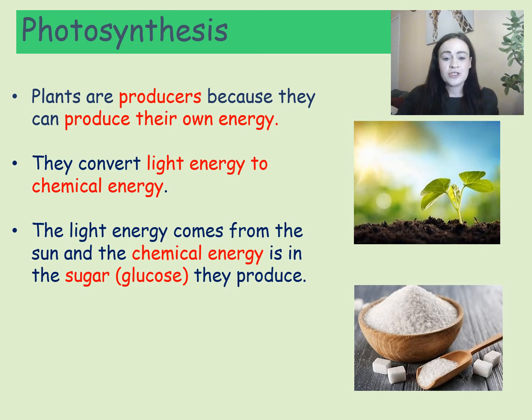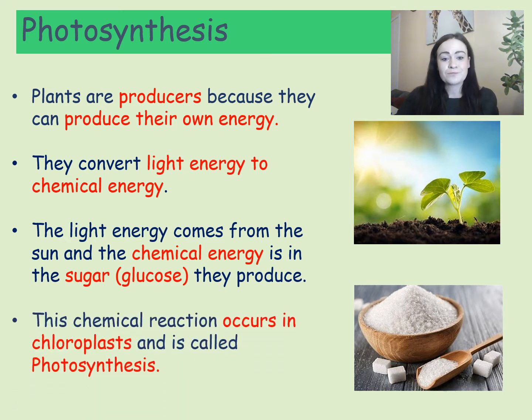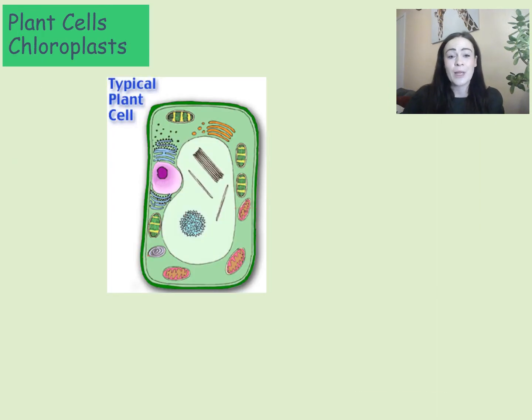Now that light energy, as I've said, comes from the sun, and the chemical energy that I was talking about is the sugar itself. Remember we've got different types of energy: light, chemical, sound, movement. Those are all the different types of energy, kind of getting our physics brain on. What photosynthesis does is it takes light energy from the sun and converts it into chemical energy in the form of glucose. Now this takes place in chloroplasts, which you'll remember from Unit 1, Key Area 1, are a special structure found only in plant cells.